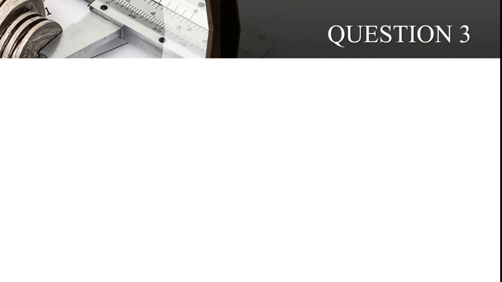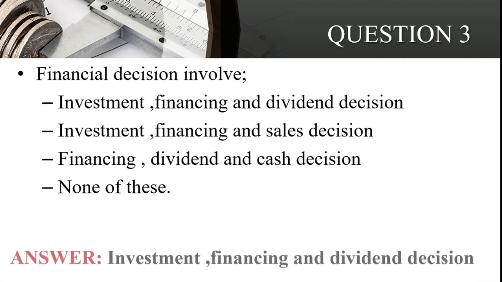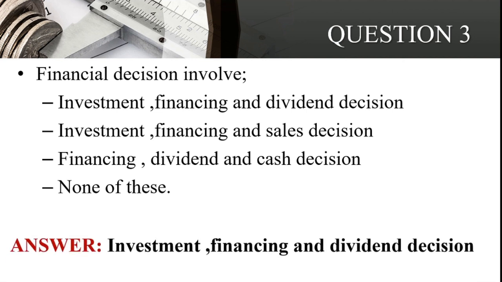Moving on to the third question: financial decisions involve? Options: investment, financing and dividend decision; investment, financing and sales decision; financing, dividend and cash decision; none of these. And the answer is investment, financing and dividend decision.